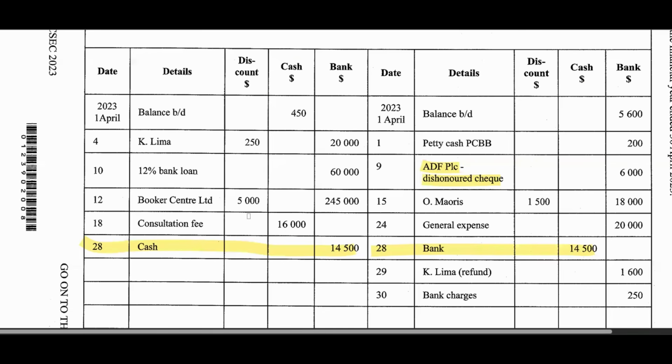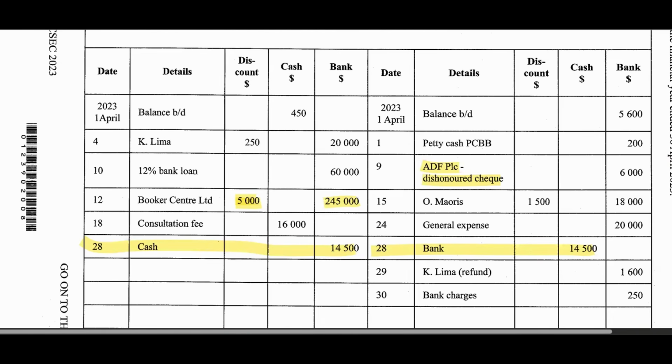Or April 12th. So the discount was on April 12th, guys. April 12th is here. So we got $5,000 off. We did, in fact, well, actually, we gave $5,000 off the Book Center Limited. They did pay us 245. So in total, they were owing us $250,000, and we gave them a $5,000 off.